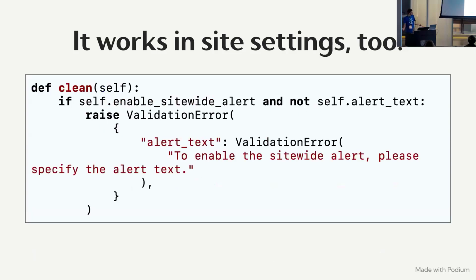The validation logic here is nothing earth-shattering. It just ensures that if you checked the box to enable it, that you have also provided some text for it. Mainly just wanted to make the point that in addition to page fields and stream field blocks, you can also use it for settings, which is super cool.